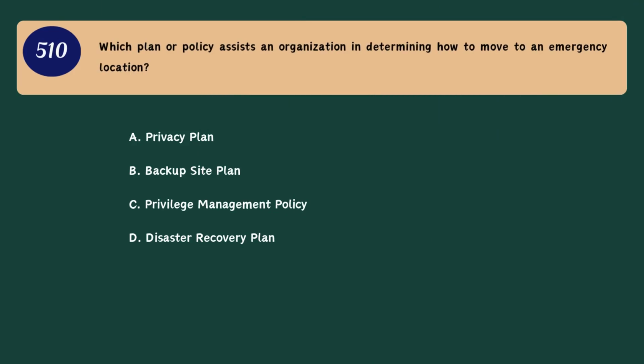Question 510. Which plan or policy assists an organization in determining how to move to an emergency location? A. Privacy plan. B. Backup site plan. C. Privilege management policy. D. Disaster recovery plan.